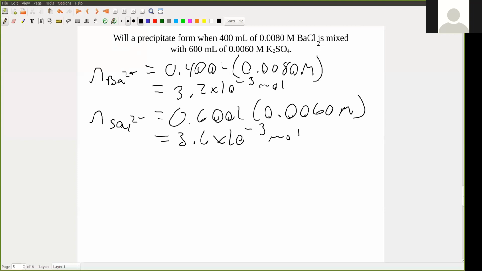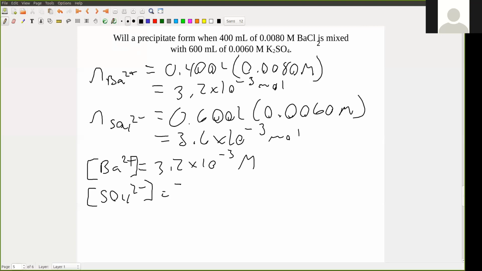Once we have that, and we know 400 milliliters plus 600 milliliters gives us a liter of solution. We've mixed them together, so now we want to calculate their concentrations. And it's easy enough because it's 1 liter, so the concentration of Ba2+ is simply going to be 3.2 times 10 to the minus 3 molar. And similarly, the concentration of sulfate will be 3.6 times 10 to the minus 3 molar because we're dealing in 1 liter.